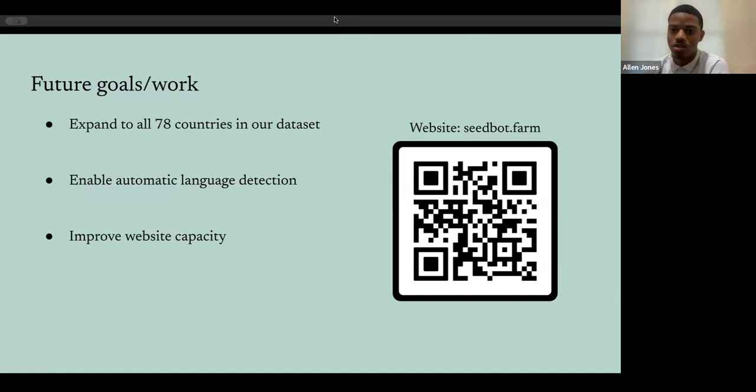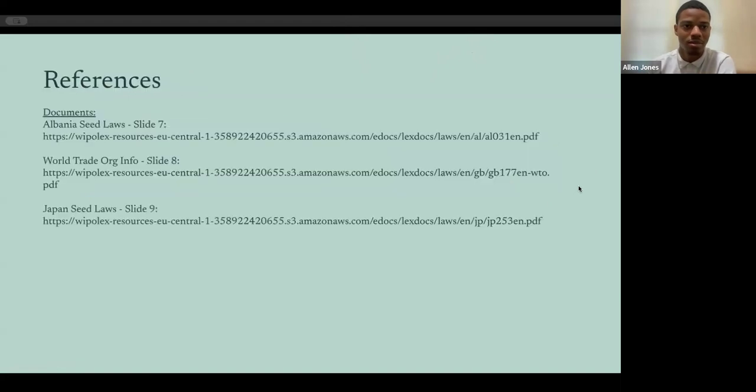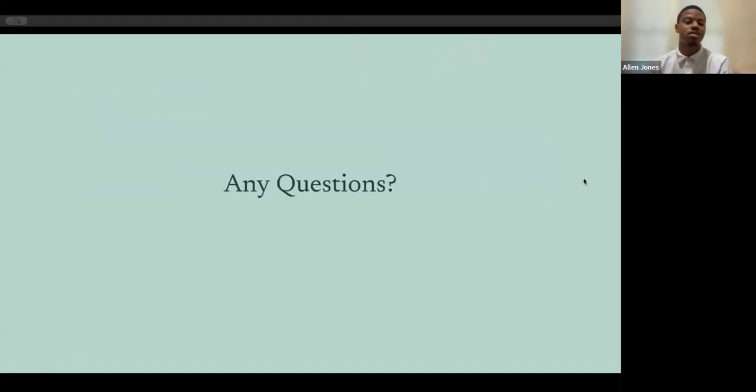And this is our QR code to our website. It doesn't work right now because my group mate doesn't have his computer up and running to connect it to the server. But if he had his computer on, then it would work and it would show just like the demonstration. And these are some of our references.